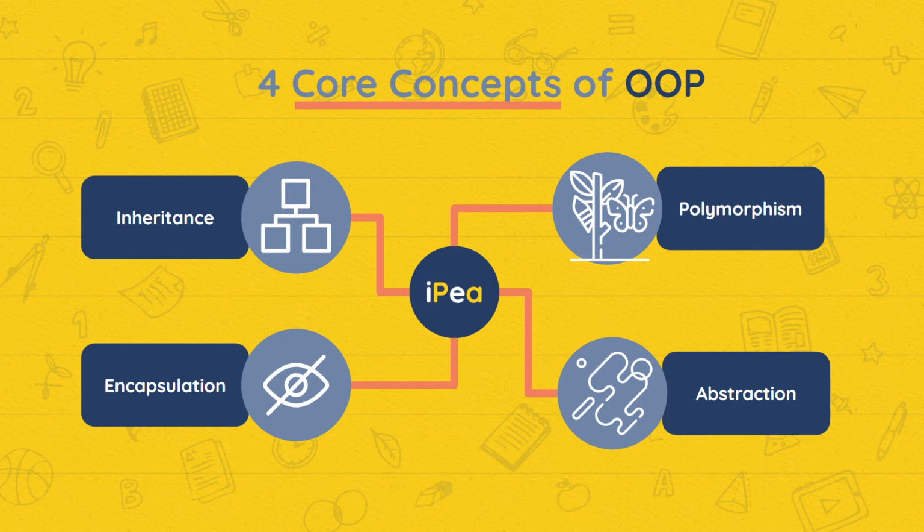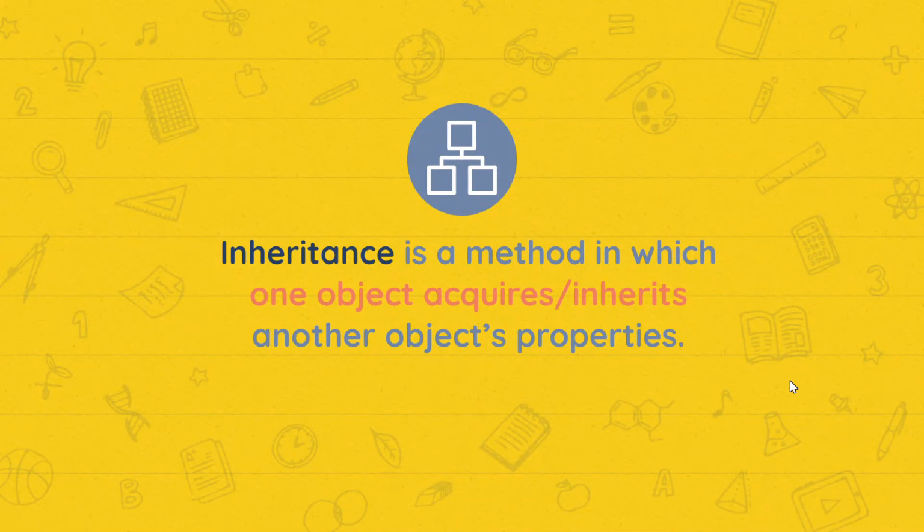To help you remember these four concepts, you can use the acronym IPEA, or we can call it IP. That can probably help you remember these four core concepts. Okay, we will first look at inheritance.